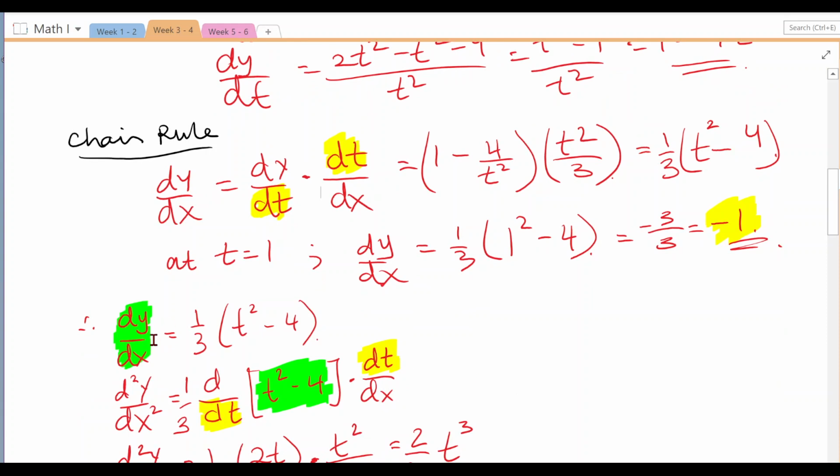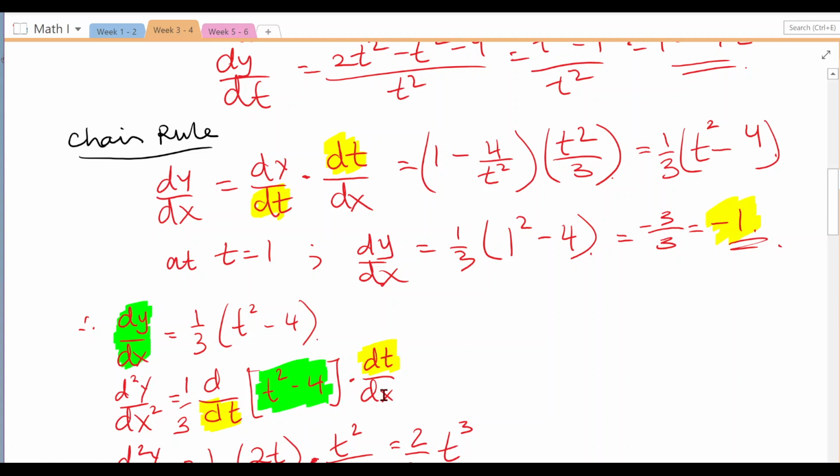And the second problem is to find the second derivative. So we have dy/dx, which is from this calculation here, and the second derivative can be found by taking the derivative of the first derivative. So taking d of the first derivative, which is this, 1/3 (t squared minus 4). We take the coefficient of 1/3 out of the d/dt, so multiply by dt/dx.